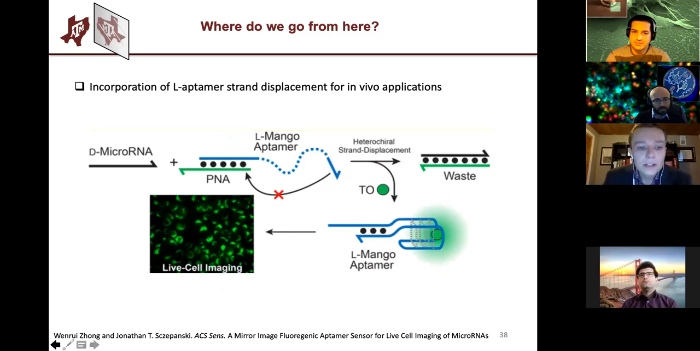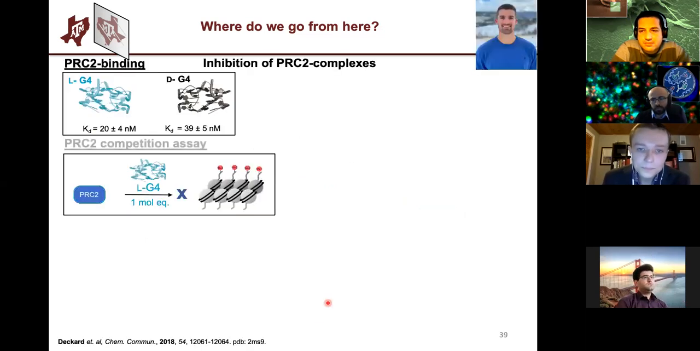Another one of the students in our lab, Wenrei, has been working on the cellular work with all of this stuff. So he designed a PNA LDNA duplex that detects microRNA input and releases this L-mango aptamer, which can't fold while this duplex is stabilized. So once the L portion of this duplex is released, the thiazole orange that the cells are transfected with can bind the L-mango aptamer and generate a fluorescent signal for live cell imaging.